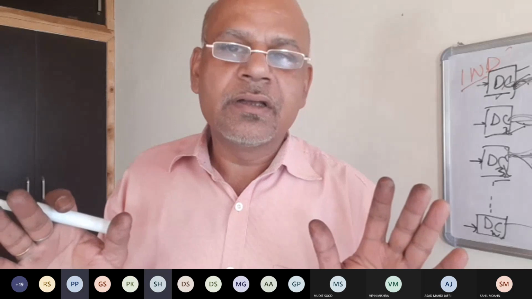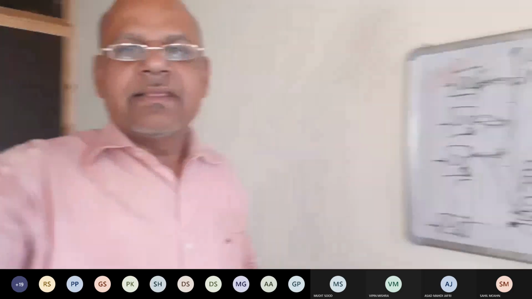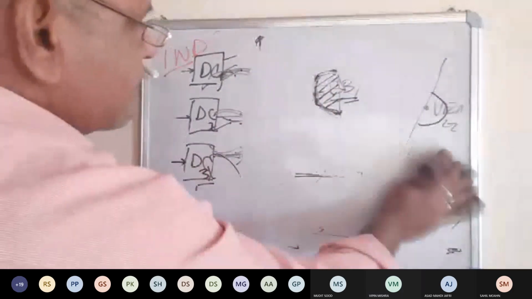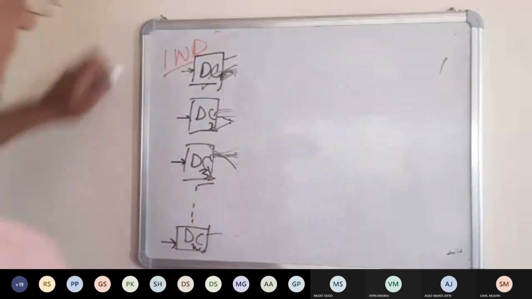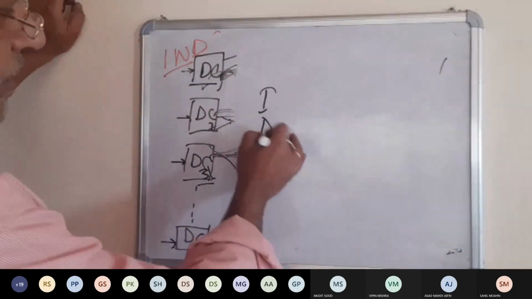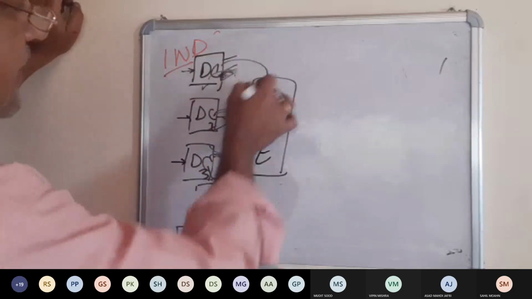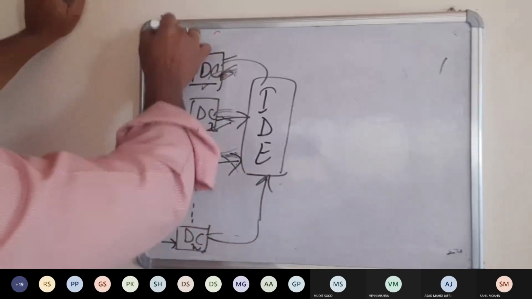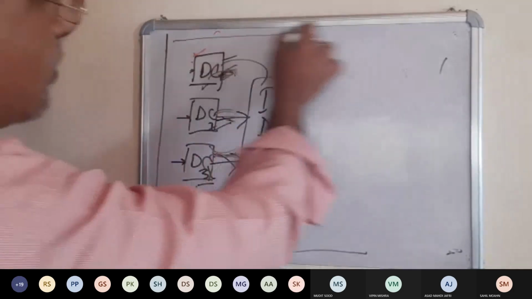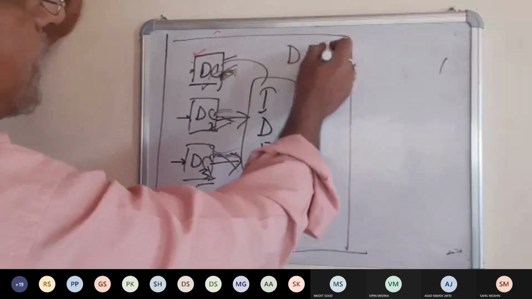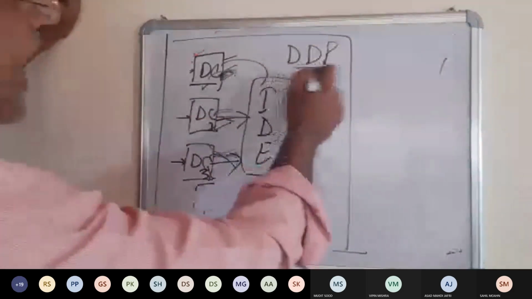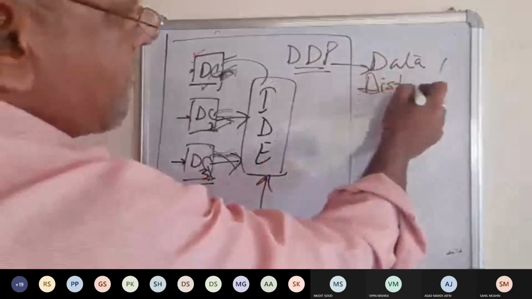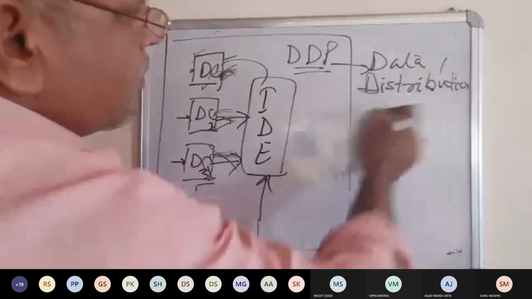Yes, sir. So this is what is happening in this case. All the data centers are connected to each other with the IDE, International Data Exchange. But this exchange of data is happening as per rules of exchange of data called DDP. The data exchange happens as per DDP, which is Data Distribution Plan.